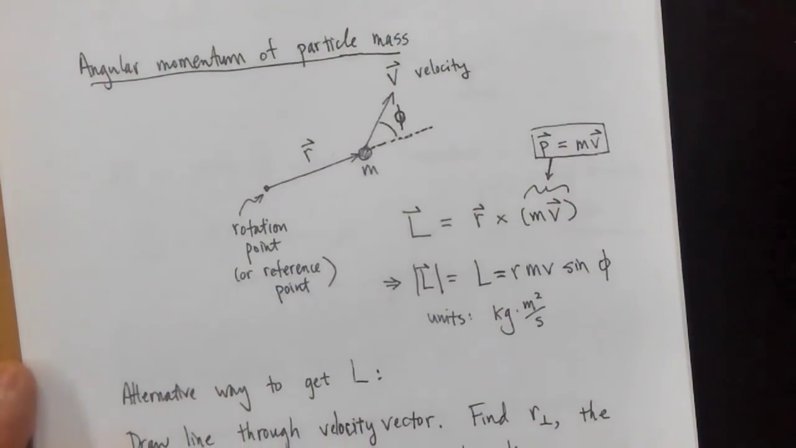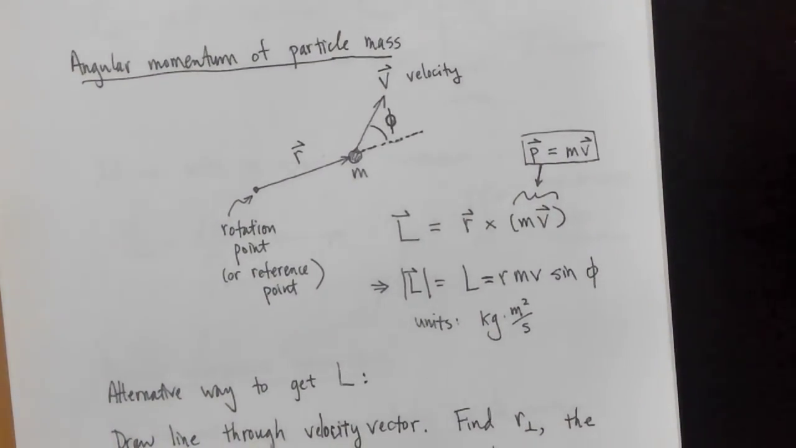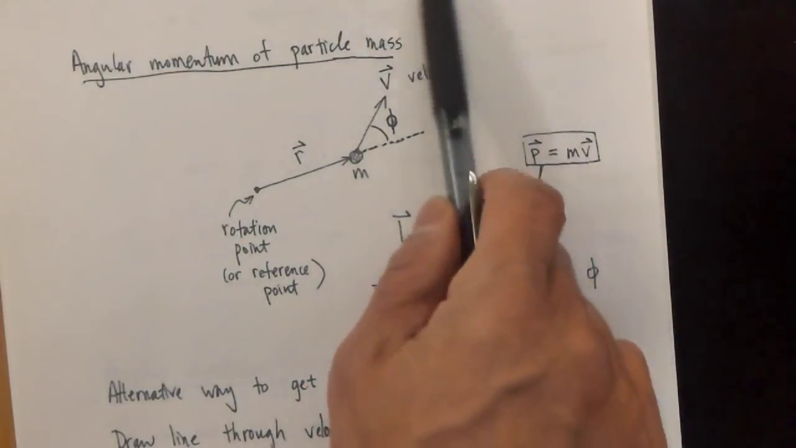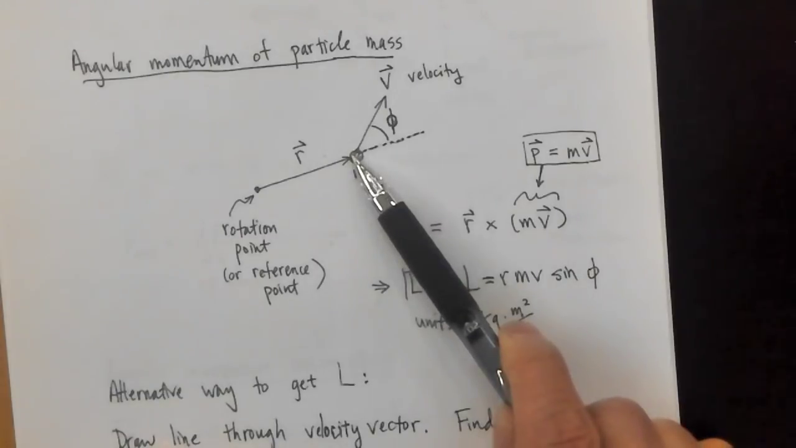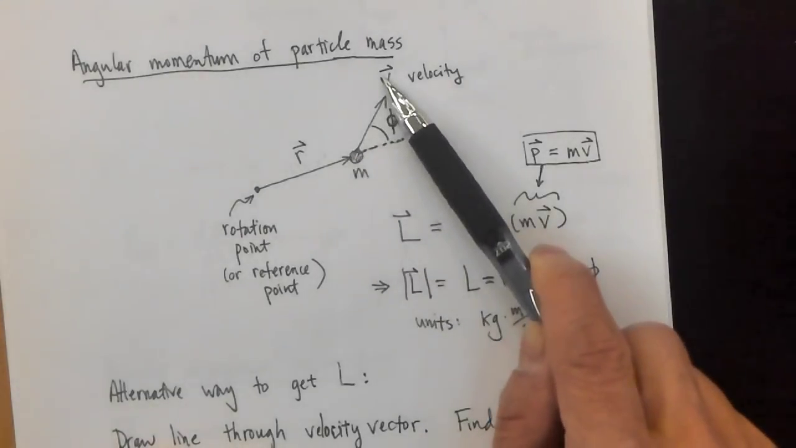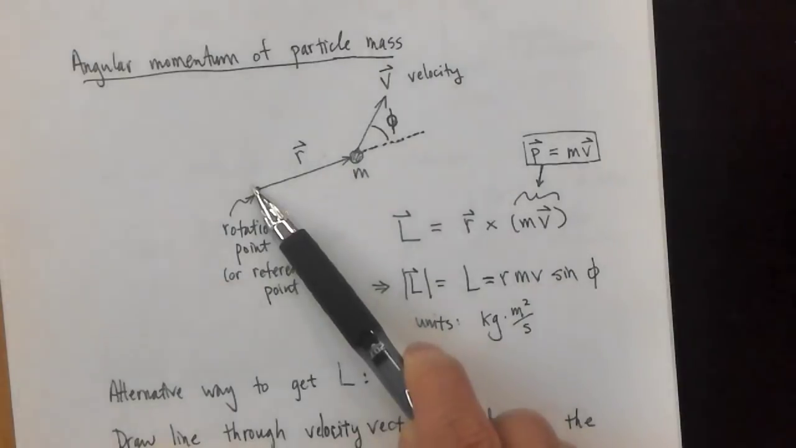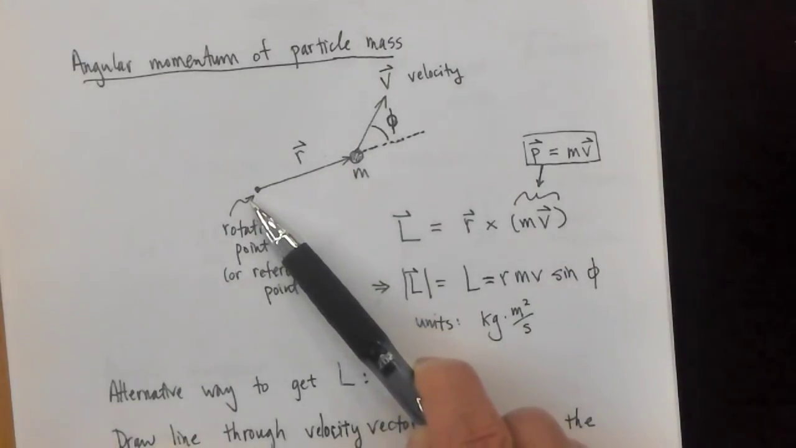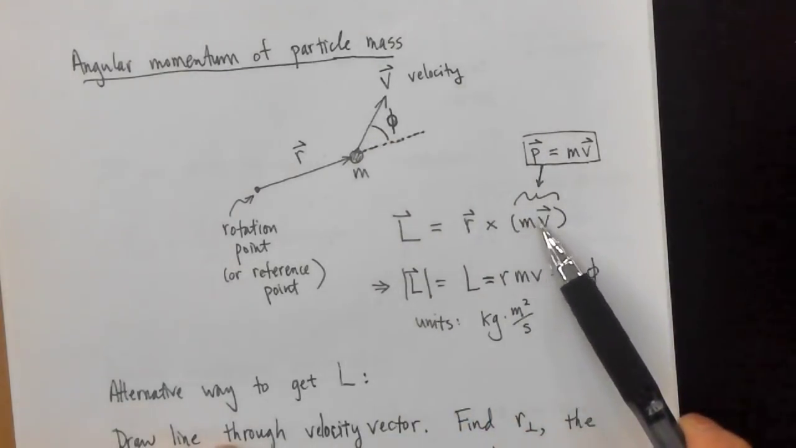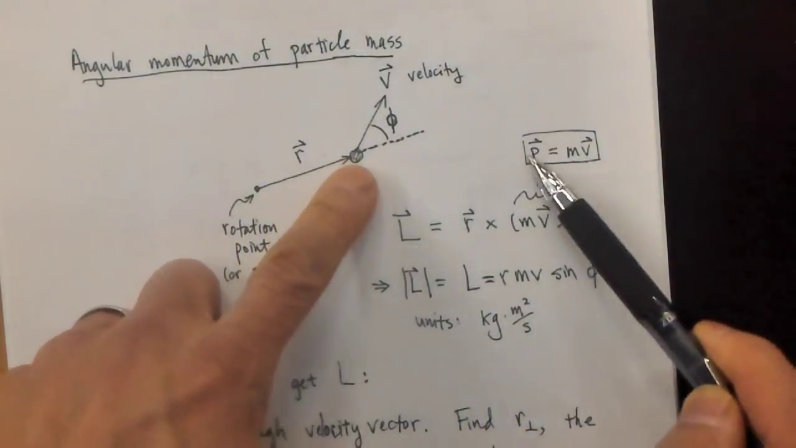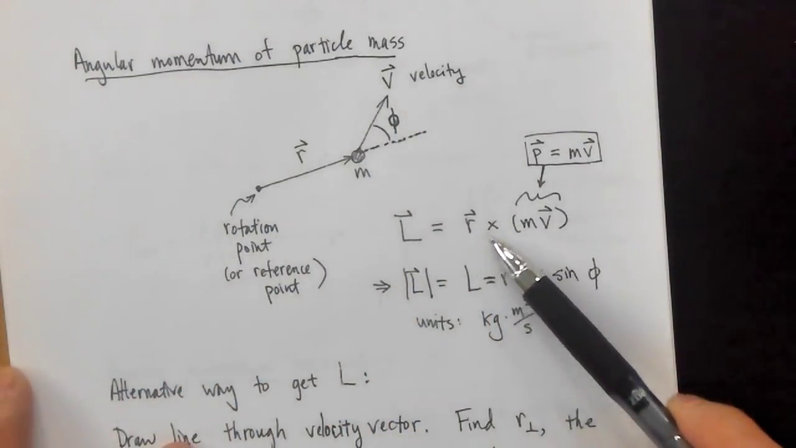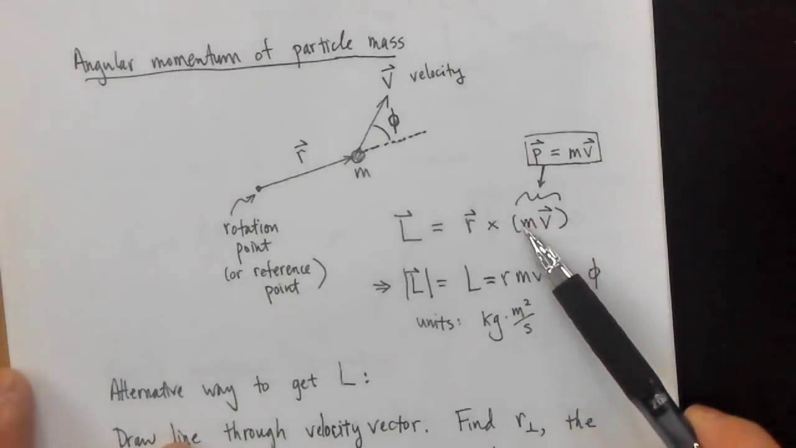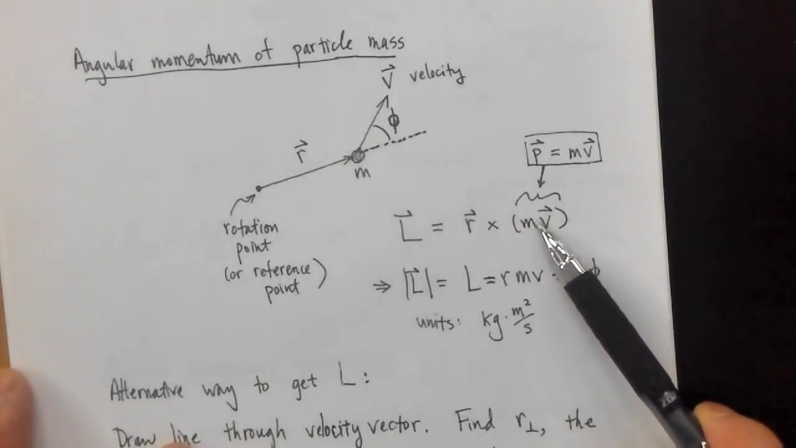Next topic is angular momentum. So angular momentum is the angular analog of momentum for the angular case. So if I have a particle with mass m with a velocity v, and this is my rotation point, where I'm measuring rotations, then the angular momentum is going to be, first I'm going to calculate the regular momentum, p equals m times v, and then I do the cross product of r with m times v. So this m can be multiplied at the end or multiplied in the very beginning.